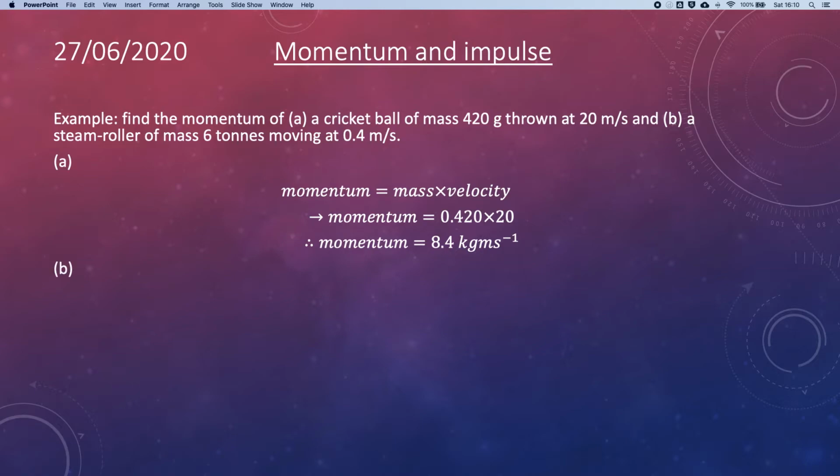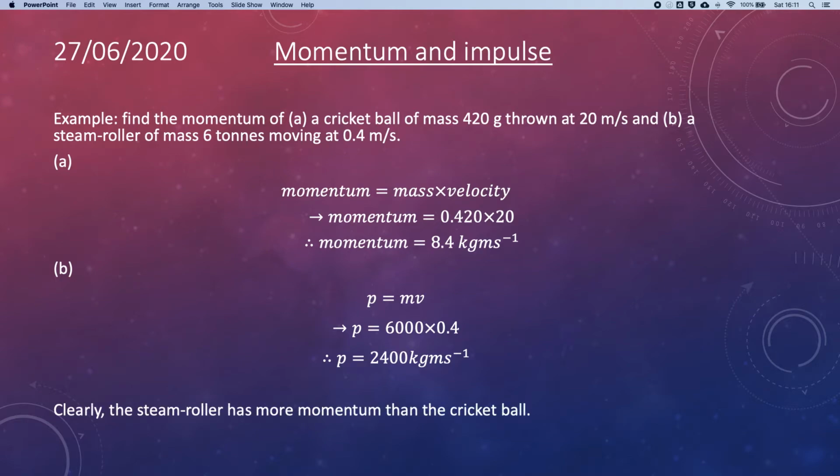Part B, the steamroller. If I write this one in symbols, P equals m times v. I substitute in, P equals 6 tons converted into kilograms, 6 times 1000 is 6000, times 0.4. Working that out gives us P equals 2400 kilogram meters per second. Does that match up with what you expected beforehand, of which one would have the bigger momentum, the cricket ball or the steamroller? It's quite clear that the steamroller has a much bigger momentum than the cricket ball. Why is that? It's 6 tons instead of 420 grams.